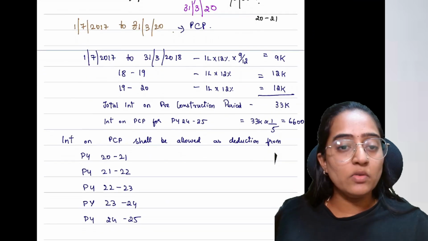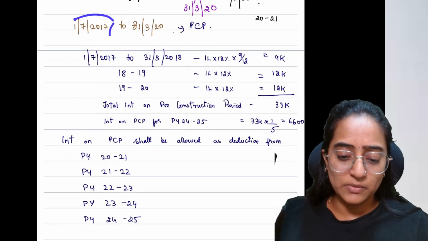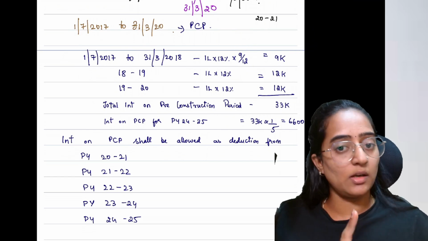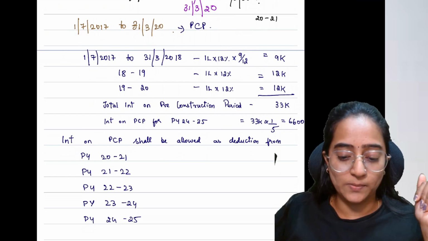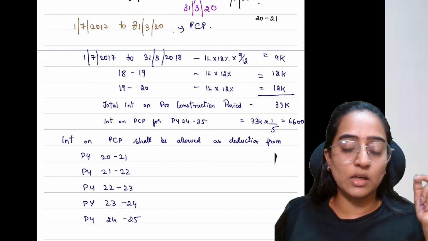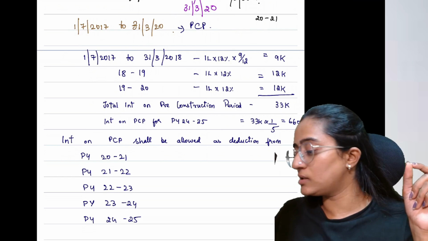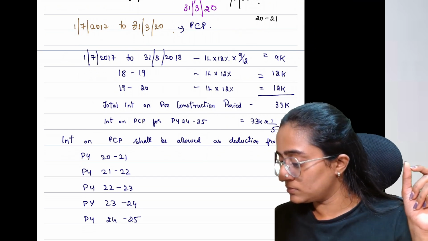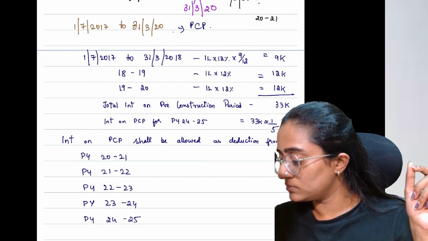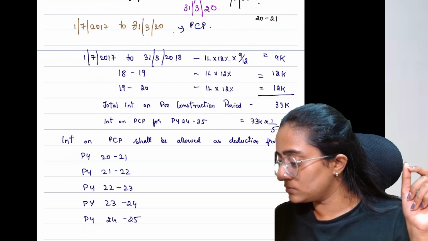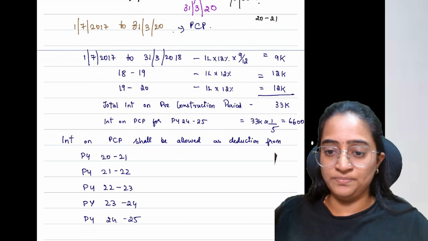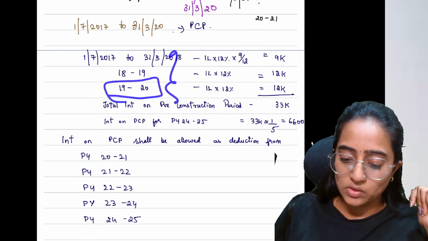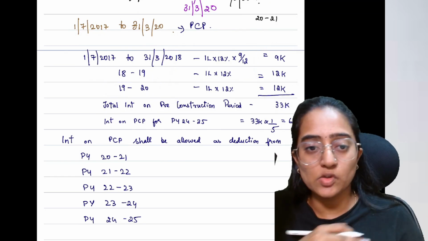Now, when I start calculating, all of us know how to calculate this. From the start till 31st March 2018, it is 9 months. The loan borrowed was 1 lakh and the rate is 12%, given in the question. Till 31st March 2020, I have to calculate the interest. So in this case, you take till 31st March 2020. So you calculate these 3 years and you get the total interest on the pre-construction period.